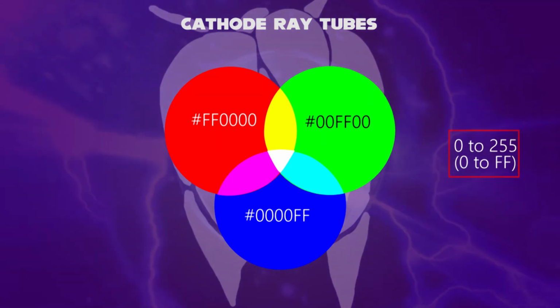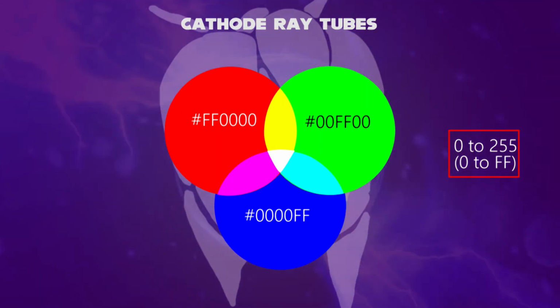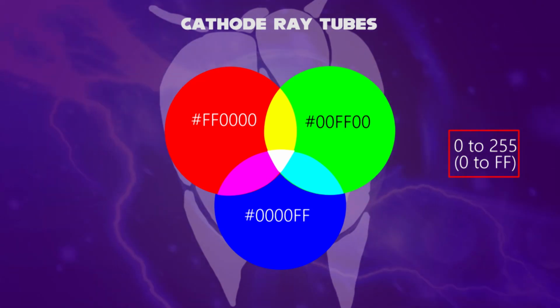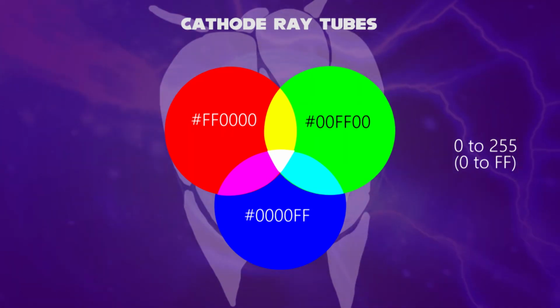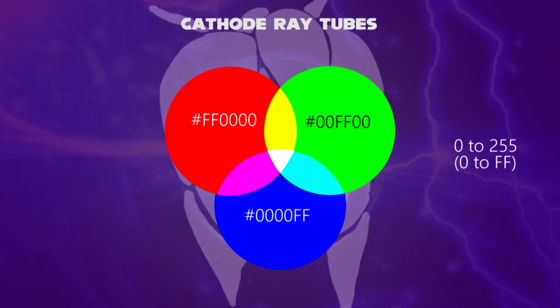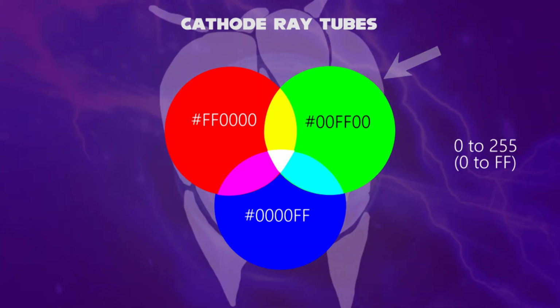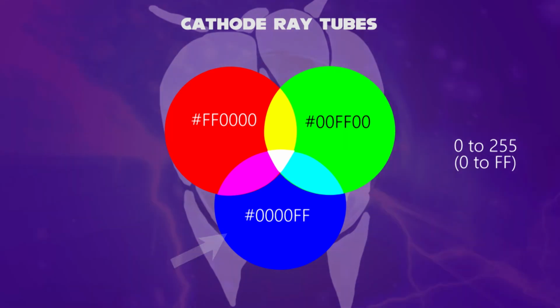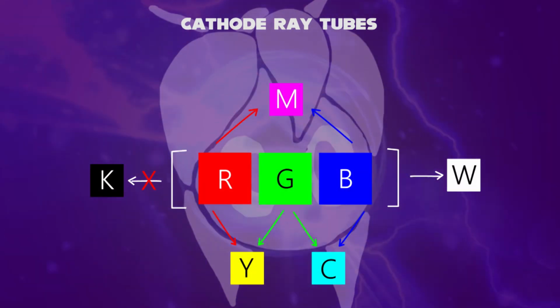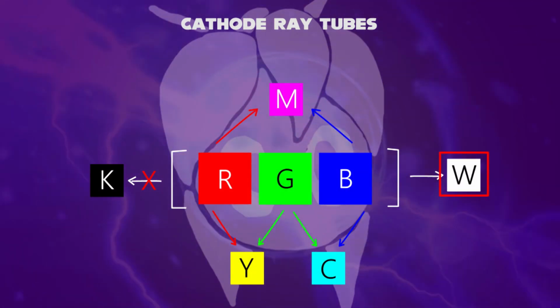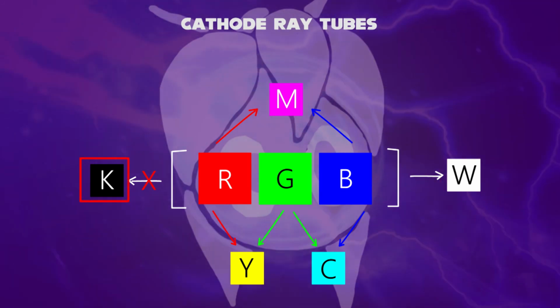Each color ranges from 0 to 255, that is from 0 to FF. There are 8 possible colors from black to white. Red is FF0, green is 0FF0, and blue is 0FF. Okay. When all the colors combine, they form a white pixel. If none, we get a black screen.